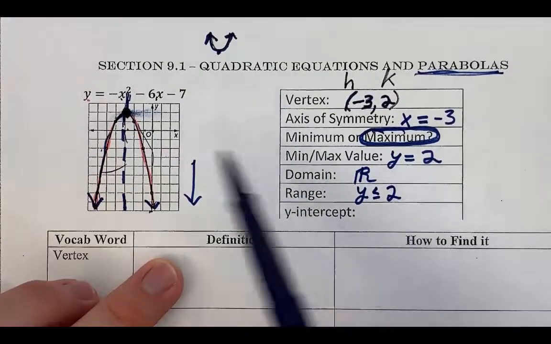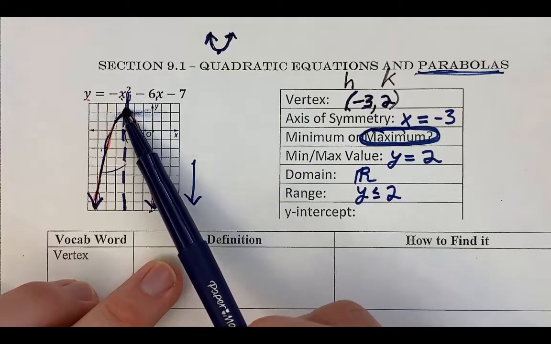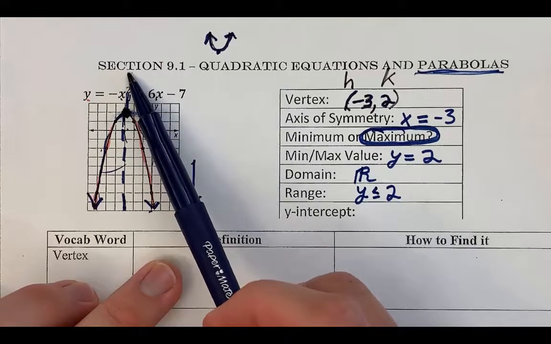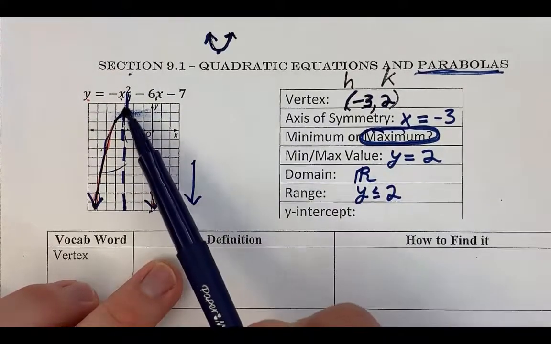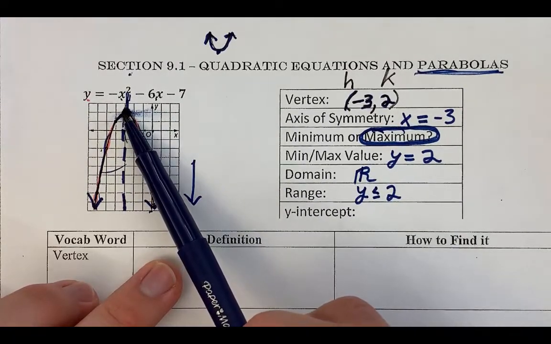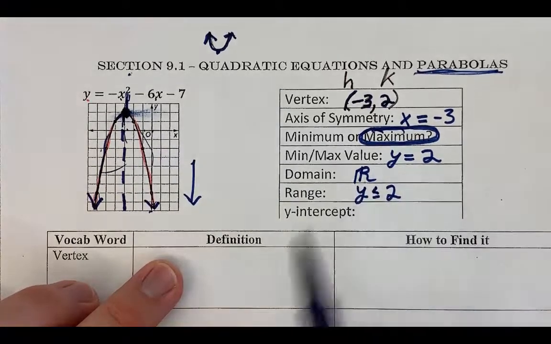For instance, y equals 5 will not be in the range because the parabola does not go above 5, or excuse me, does not go above 2. So we would say that 5 is not in the range. Basically, just look at the parabola, figure out where the top or the bottom, the min or the max, is located, and that will tell you what the range is. Again, the y values that the graph covers.